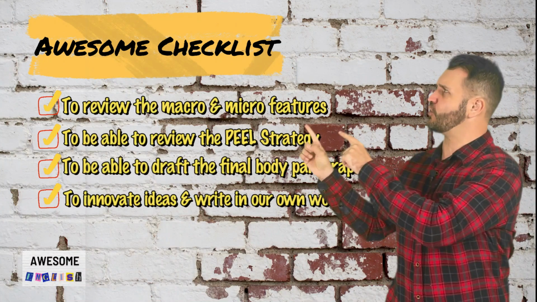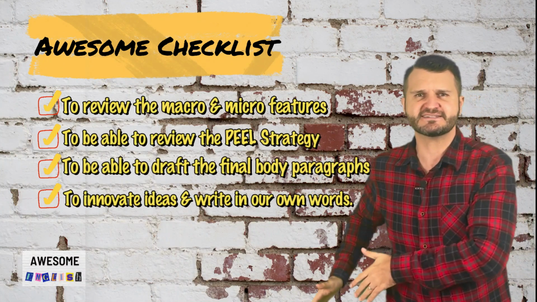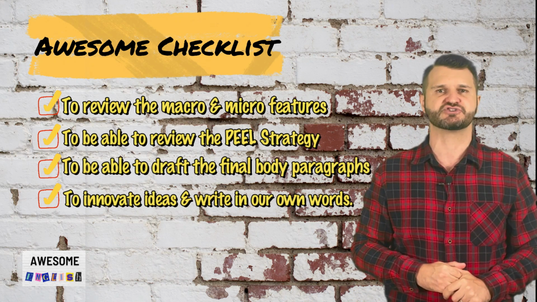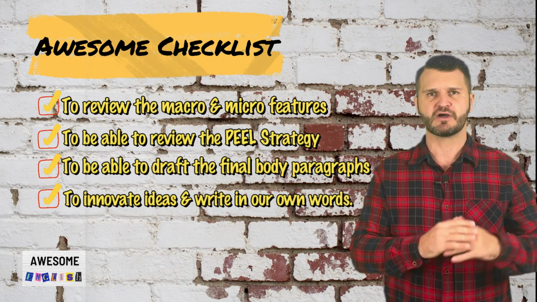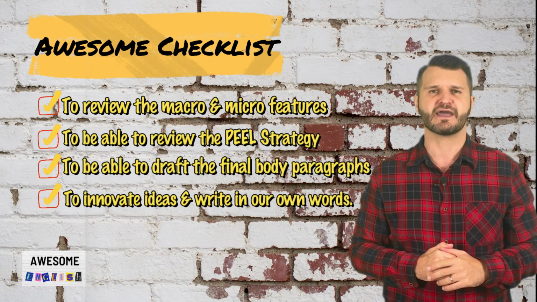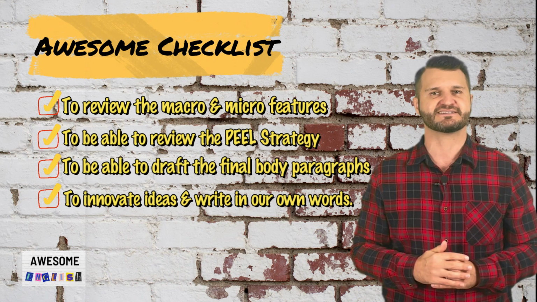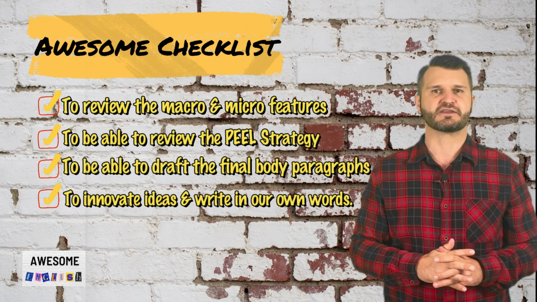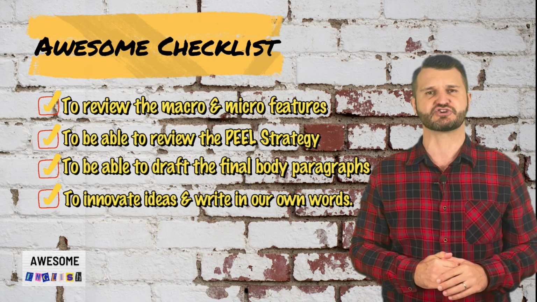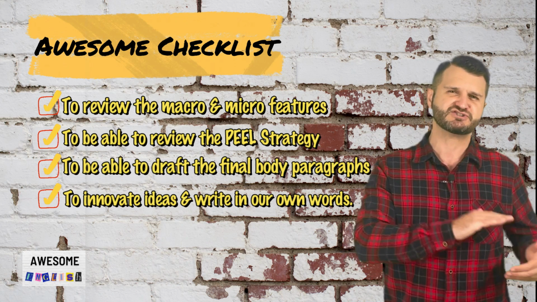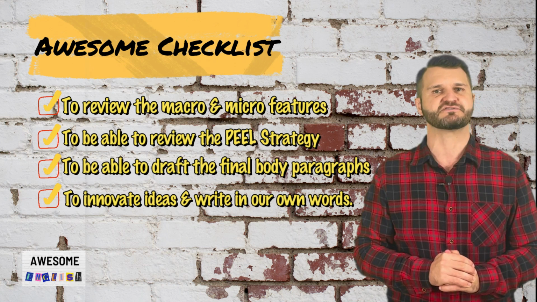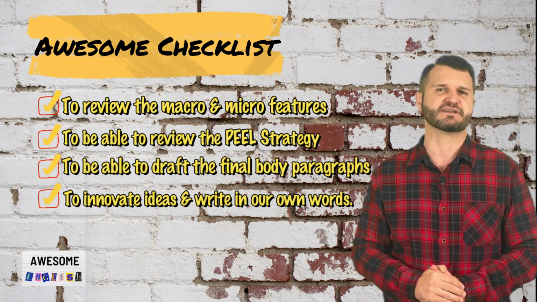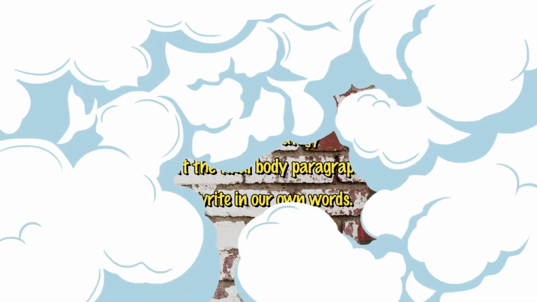Alright, let's check in on our awesome checklist for today's lesson. It's our roadmap to success. These are the objectives we want to achieve. So the first one is to be able to review the macro and the micro elements that go into an opinion essay. Then, to be able to review the P.E.E.L strategy. The next one is to be able to complete the body section of our opinion essay by finishing off those final 2 paragraphs. And then our final objective is to be able to innovate ideas and write things in our own words. All right, let's get started.